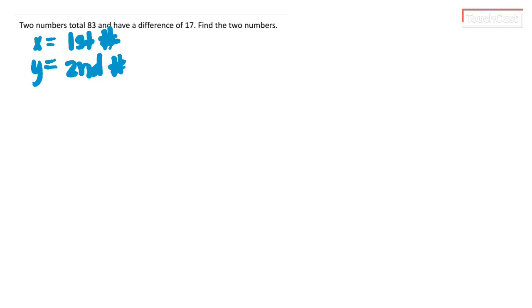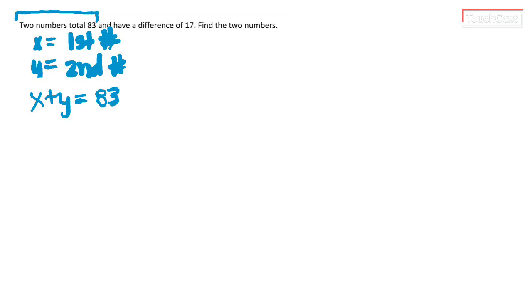And what we want to think about is we have two equations that we're going to need to set up because we have two variables. So if we look at the first part of the statement, it says two numbers total is 83. So we have that x plus y has got to equal 83.